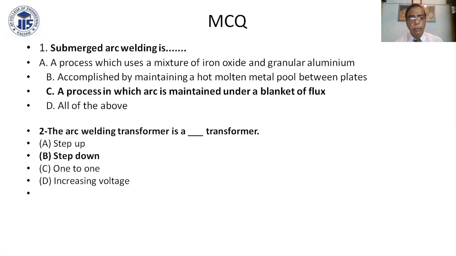Question 2: The arc welding transformer is a step up transformer, step down transformer, 1-to-1, or increased voltage? In this case, for an arc welding transformer, we have always seen that 25 to 30 or 35 volts is required. So it should be step down, it cannot be step up. 1-to-1 is not, increasing voltage is not. So B is the correct answer. The welding transformer is a step down transformer.